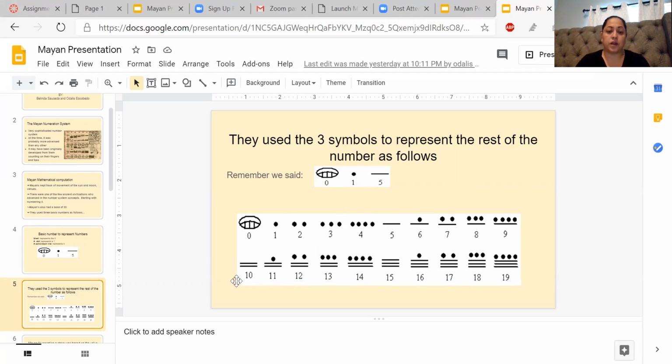We see that again on number 10, then number 15, and the rest of them. For number 6, the line represents 5 plus the dot on top representing 1. It's the same thing with numbers 7, 8, and 9. 2 lines represent 10, and then 11, and all the way to number 19.